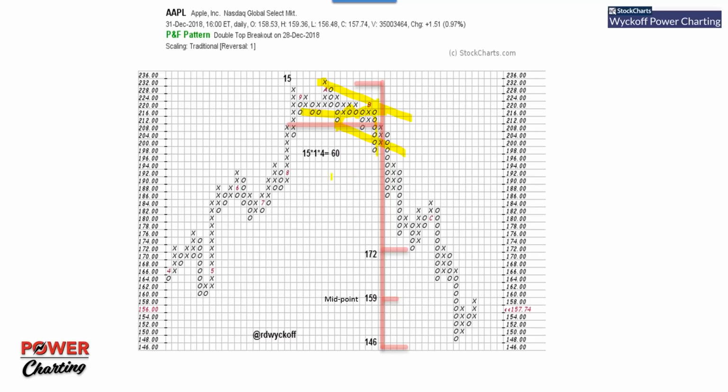And in the distribution area, we can count this. Now, keep in mind, this is a one box reversal point and figure with daily data, traditional scaling. So we're looking at something that has more of a swing trading quality to it. It's not a really big point and figure count. It's short term, but this count still produced a stiff decline.